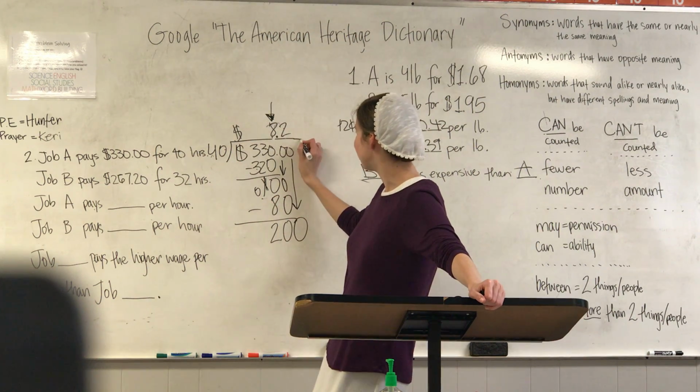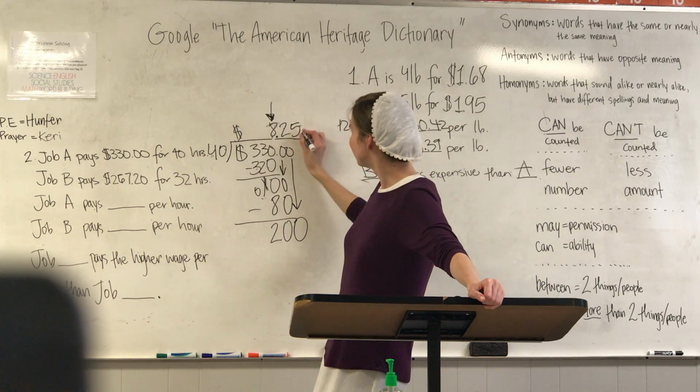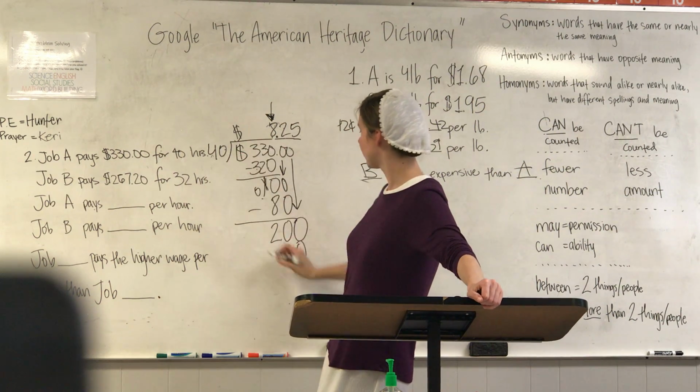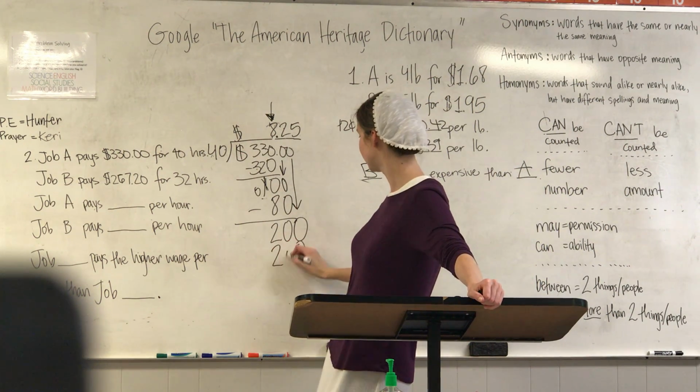4 goes into 20. How many times? 5 times. 5 times 0 is 0. 5 times 4 is 20.